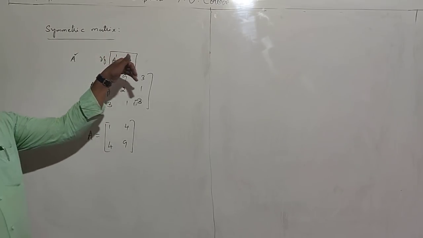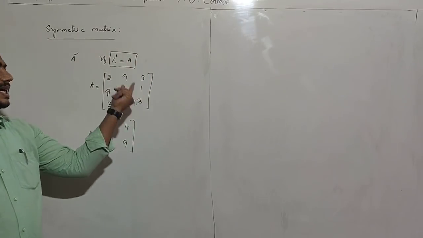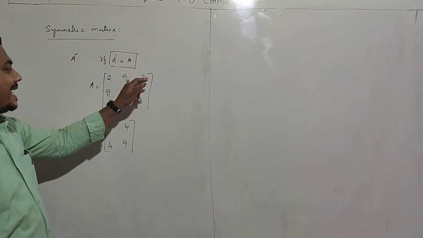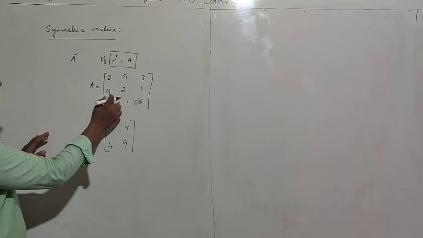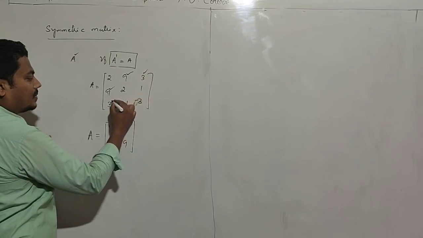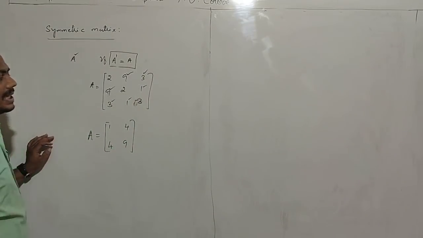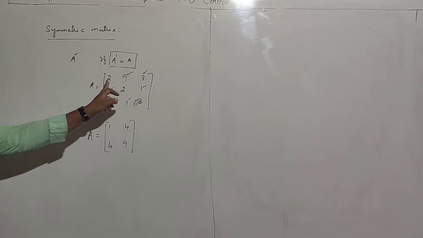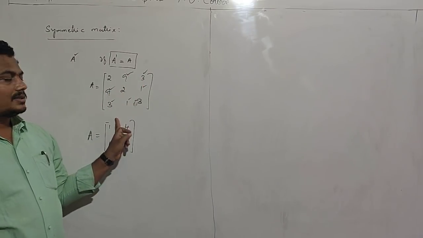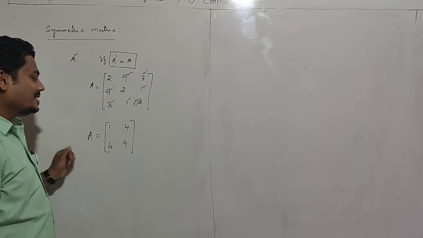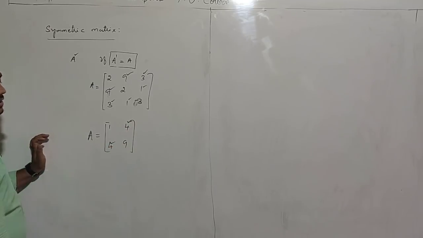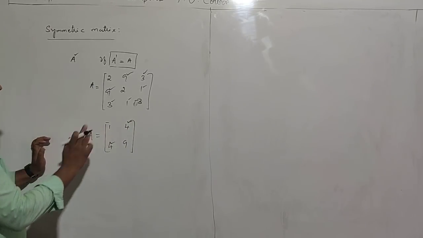Without verifying A transpose equal to A, we can conclude whether the given matrix is symmetric or not. Just look at their non-diagonal elements. In a symmetric matrix, corresponding non-diagonal elements are equal. 3 equal to 3, 1 equal to 1. Then clearly we conclude it is symmetric. Here 4 equal to 4 means it is symmetric.